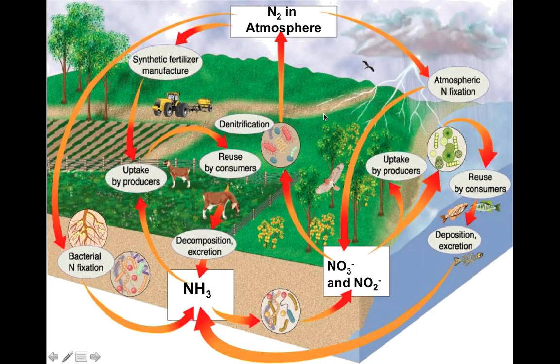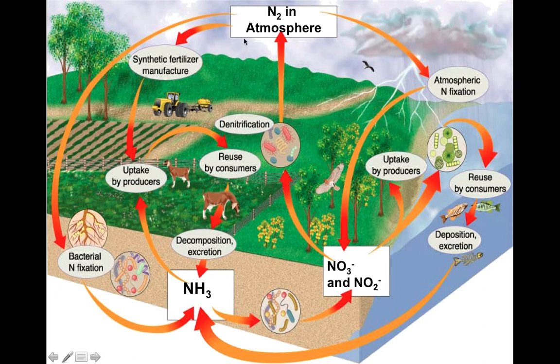So here we go. So we see here most of it's in the atmosphere, and I want to go this way. So here we see some roots, and on the roots are little bacteria, and they're doing nitrogen fixation. And then we also have bacteria in the soil that's doing that, and they turn it into this molecule, which I'm pretty sure is ammonia. And then it's being taken up by producers. So now the plants can use it.